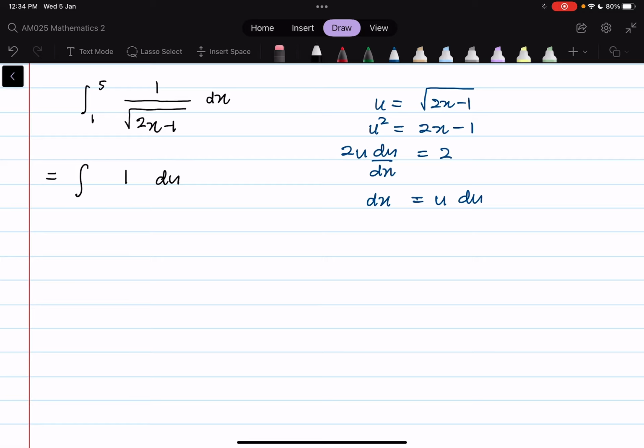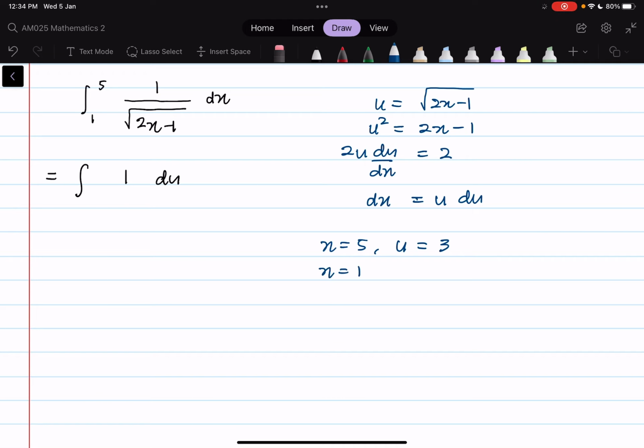And we can't use the same limits because this is in terms of x, so let us change in terms of u. If x equals 5, then substitute into u equals sqrt(2x minus 1): 2 times 5 is 10, minus 1 is 9, sqrt(9) is 3.